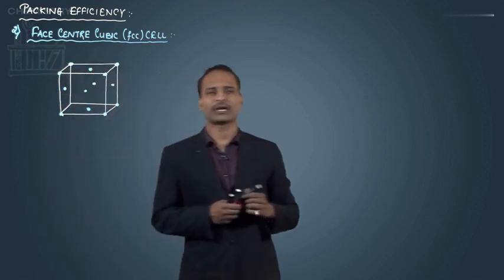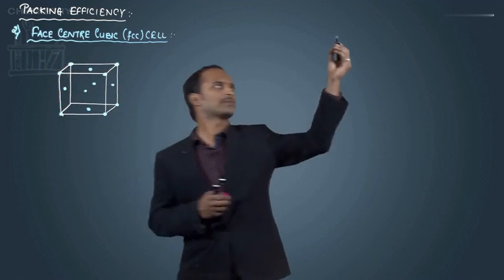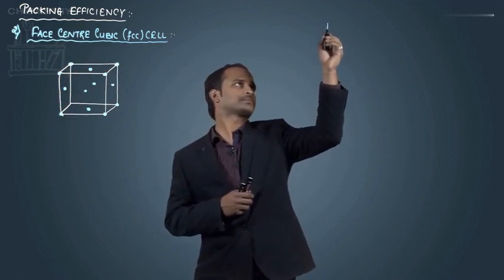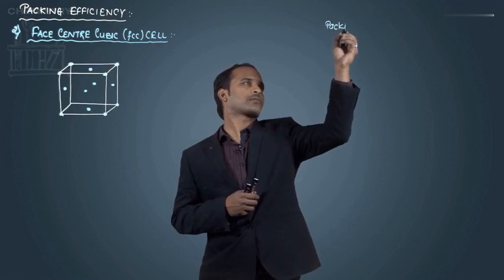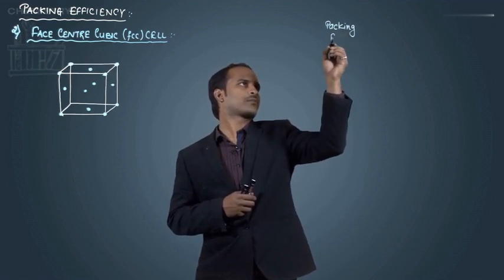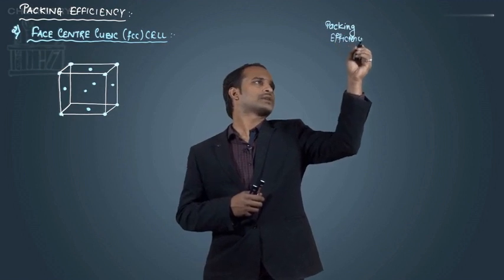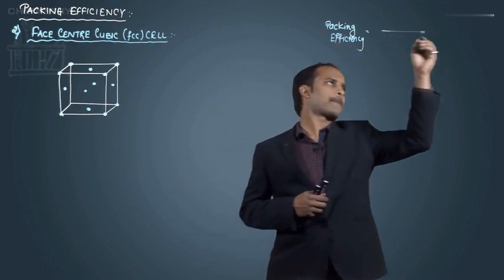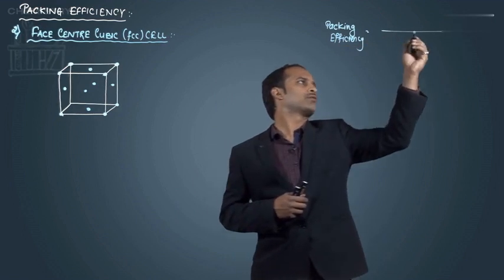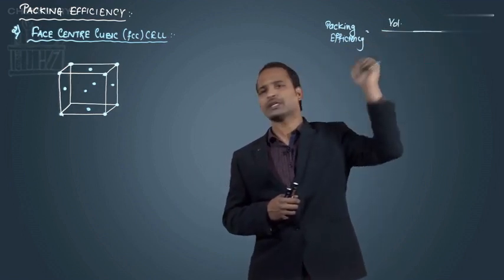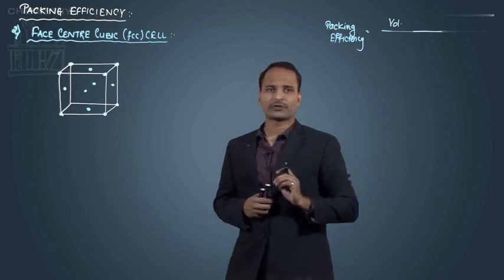So for calculating the packing efficiency, again I have a formula. The formula is the same. It is equal to the volume occupied by the atoms. How many atoms do we have here? In case of FCC, we have a total of 4 particles.